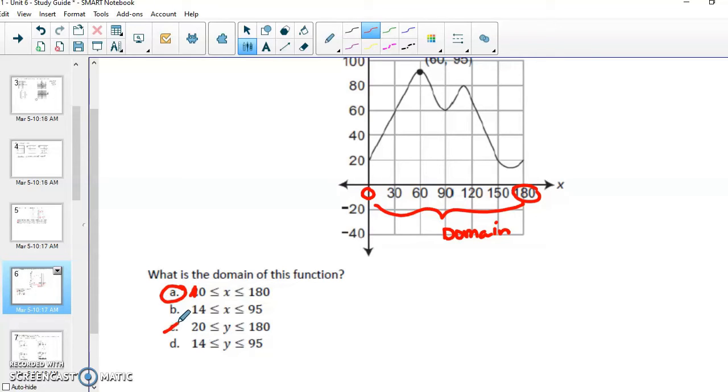Domain has to do with the x values, so it's not C and D. And then for B, that doesn't really make any sense. So like I said, I think we just had a typo on that one.